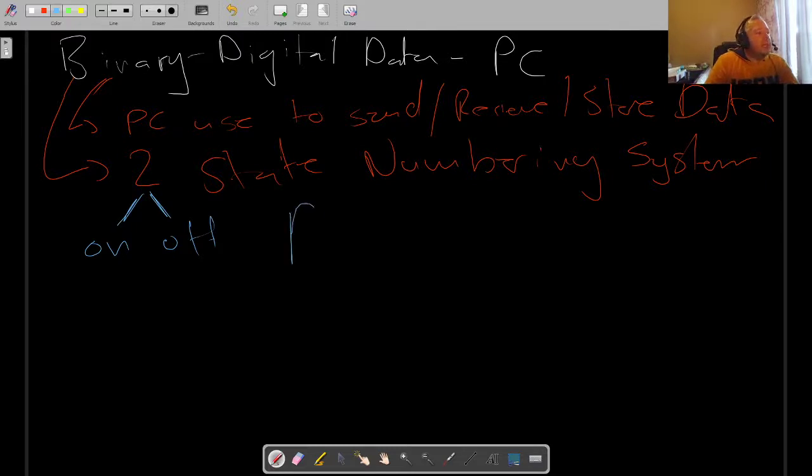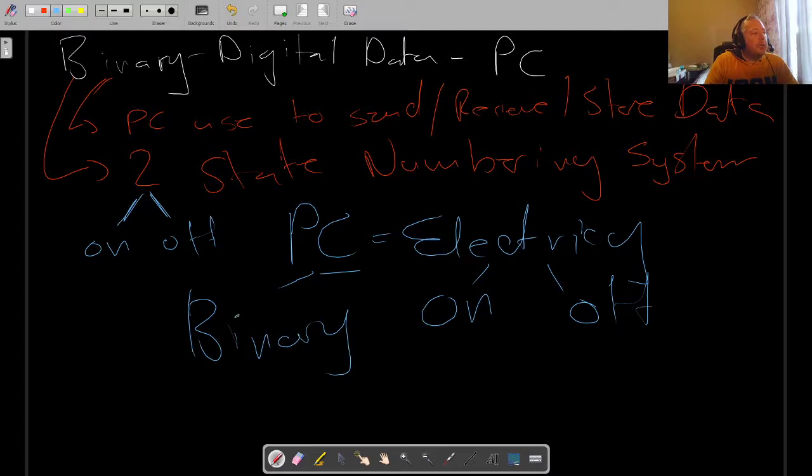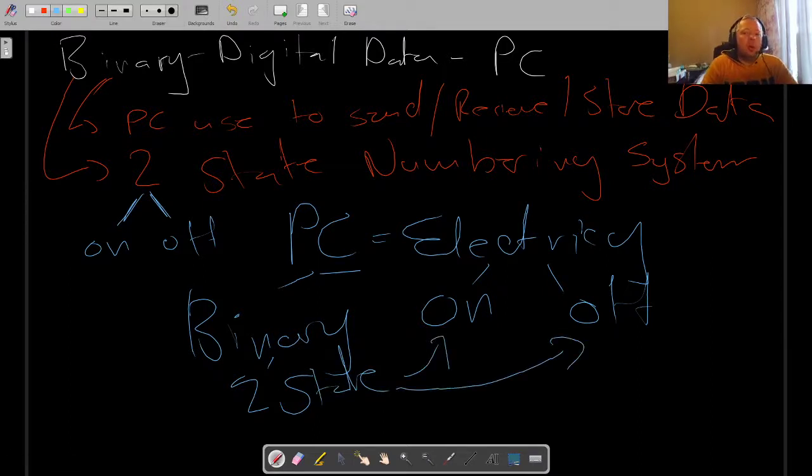Because PCs use electricity, and because electricity is either on or off, computers like to use the binary system, because the binary system has only two states, those states being either on or off. There's either a voltage or there's not a voltage. There's either something or there's not something. Okay, so that is what we call binary.